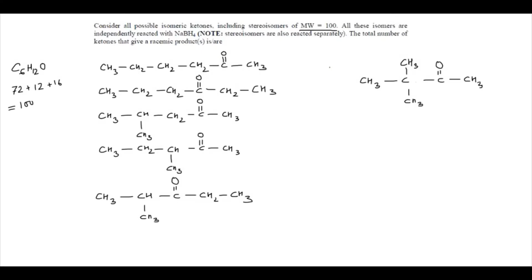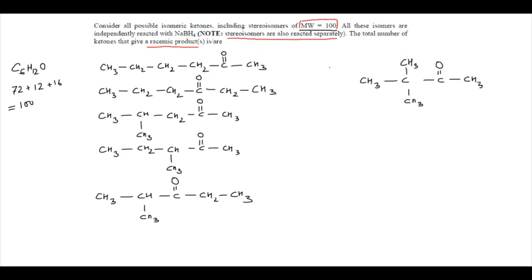You have to note that stereoisomers are also reacted separately. The total number of ketones that give racemic products are, so first we have to find all the isomeric ketones with molecular weight 100, then we have to do a sodium borohydride reduction and check in which case a racemic product will form.